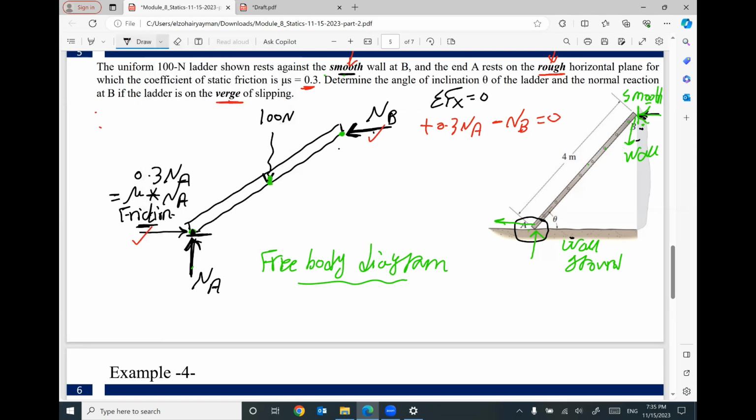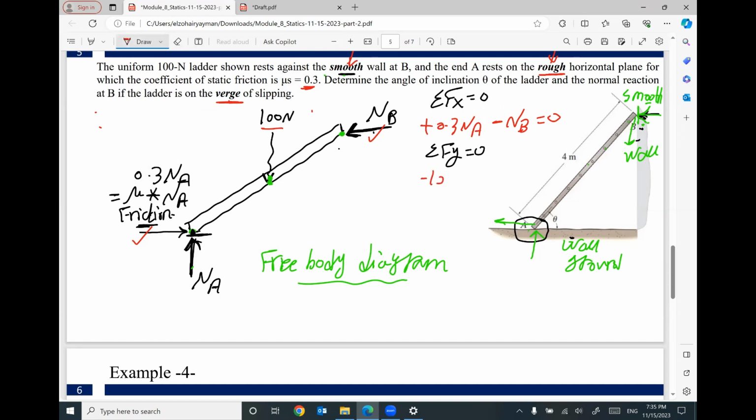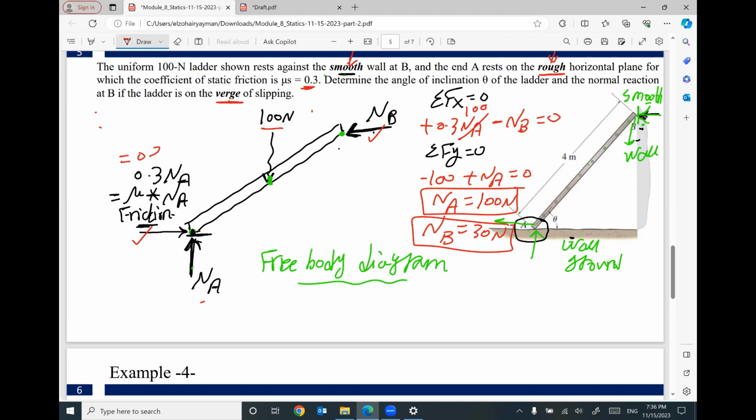If you apply summation F of Y equals zero, what forces do you have in the Y direction? We have negative 100 and positive NA equals zero. So the reaction at A will be 100 Newton. If you go back and put NA equal to 100 Newton, I can find the value of NB. It will be 30 Newton. The friction force, 0.3 times capital NA, which is 100, will be 30 Newton. That makes sense. So the force on the wall equals 30 Newton, the friction force equals 30 Newton, and the reaction on the ground surface equals 100 Newton.